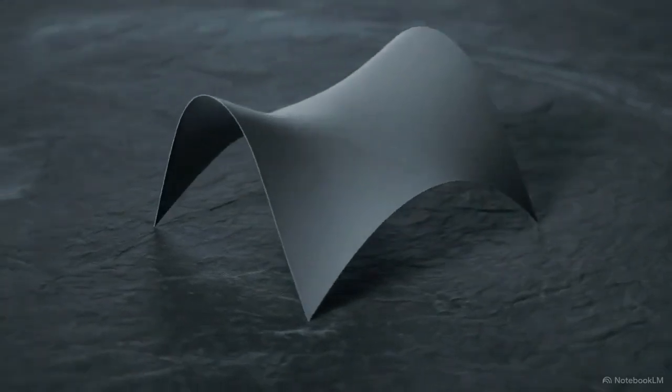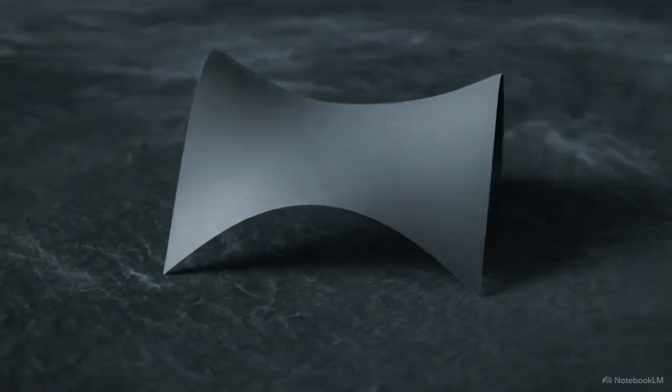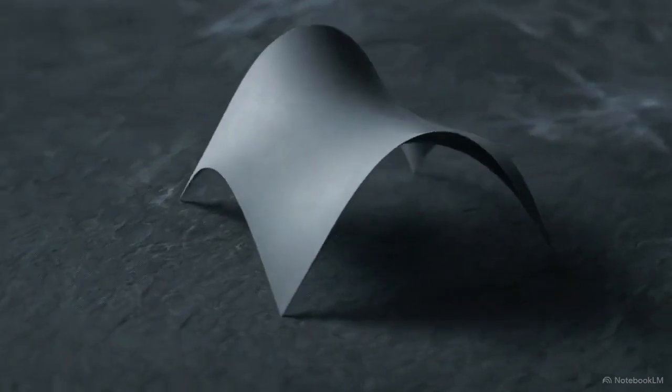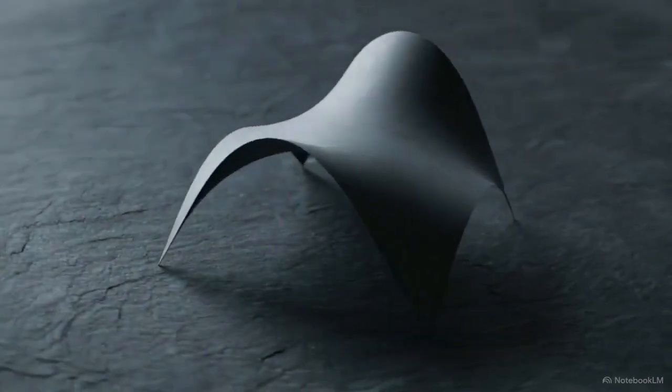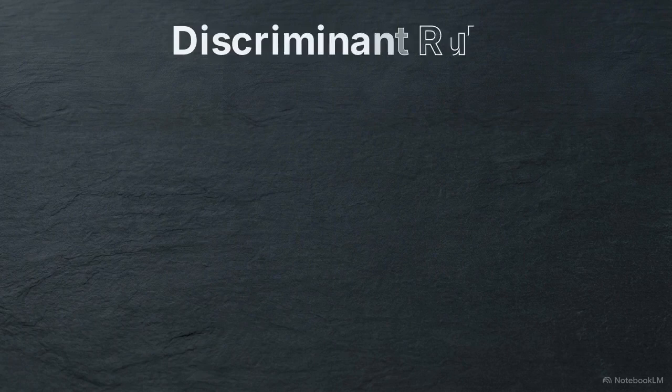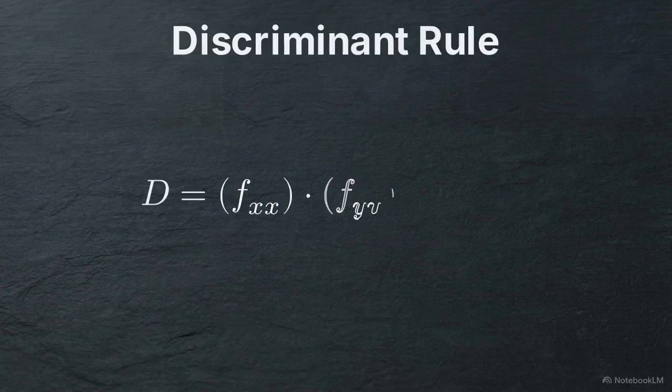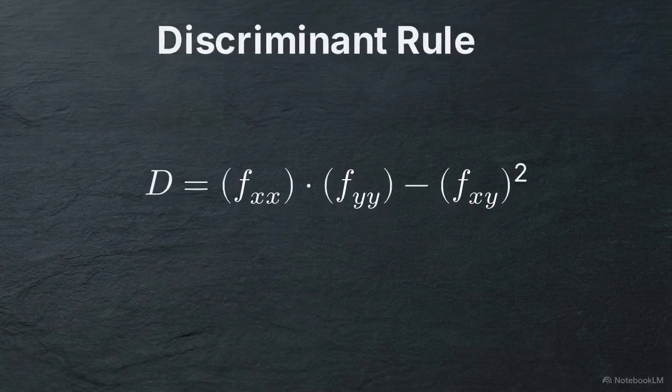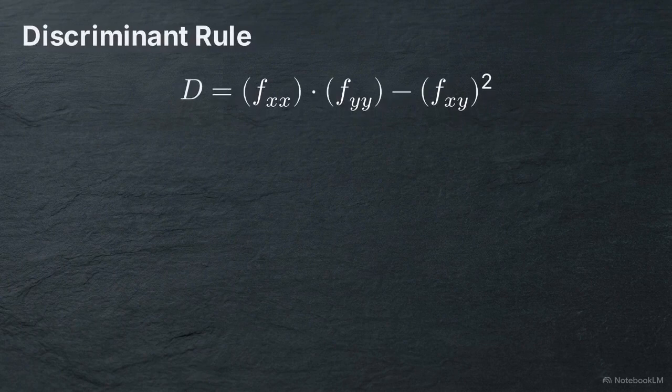A mathematically flat tangent plane could represent the bottom of a valley, indicating minimum profit, or it could be a deceptive saddle point, curving upwards in one direction and plunging downwards in another. To verify the true shape of the curvature, we use the discriminant rule. This formula uses second-order derivatives to rigorously test the concavity of the surface at our critical point.